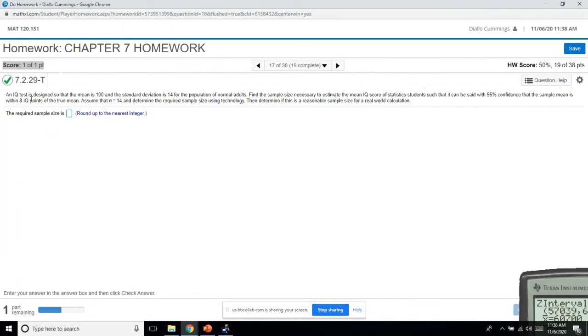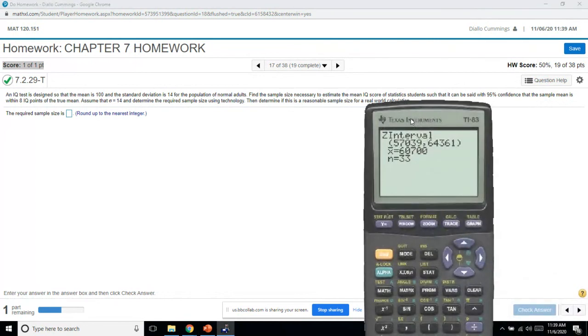And it reads, an IQ test is designed so that the mean is 100 and the standard deviation is 14 for the population of normal adults. Find the sample size necessary to estimate the mean IQ score of statistics students such that it can be said with 95% confidence that the mean is within 8 IQ points of the true mean. Assuming that the standard deviation is 14, and determine the required sample size using technology. All right, so we're going to use that formula.